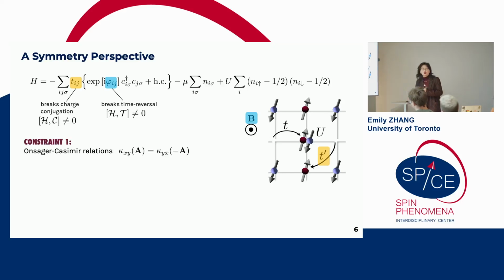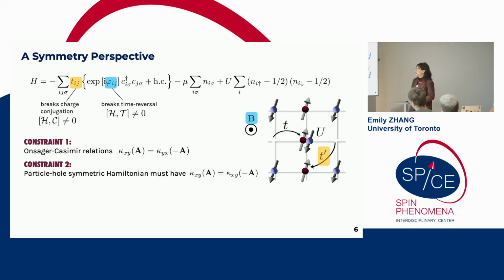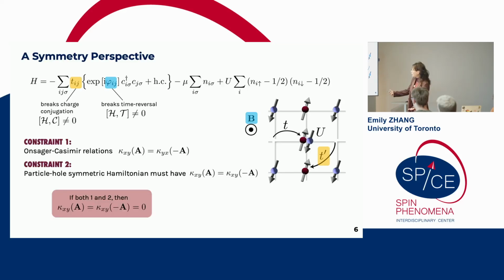And so the first constraint that we have to obey is the Onsager-Casimir relations, which essentially say that if you change the direction of your magnetic field, then your thermal Hall has to be odd. And you can show that if your Hamiltonian is particle-hole symmetric, then the thermal Hall conductivity is even under a change in the field. It's a very short derivation to show this. So if both 1 and 2 are true, then kappa xy must be 0. And so the inverse condition is also true.